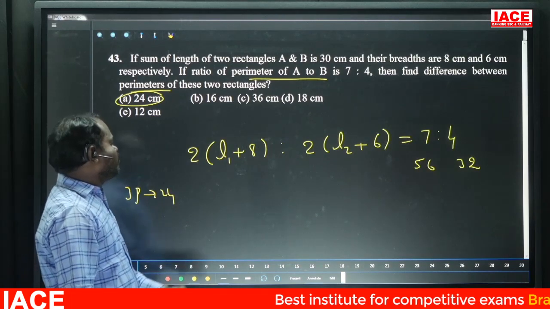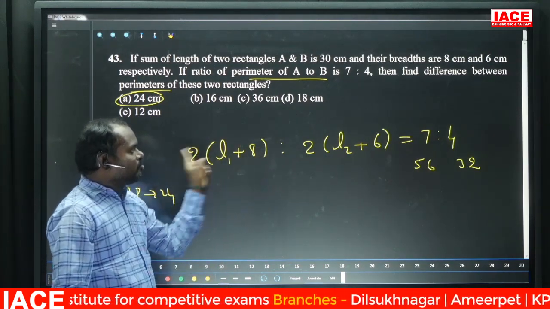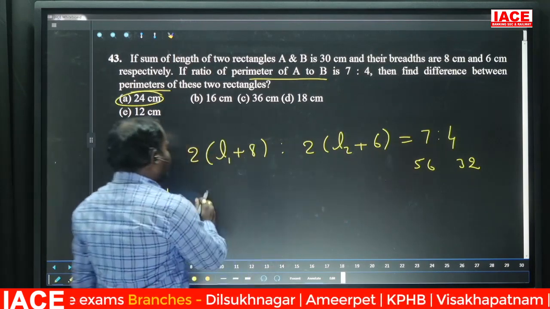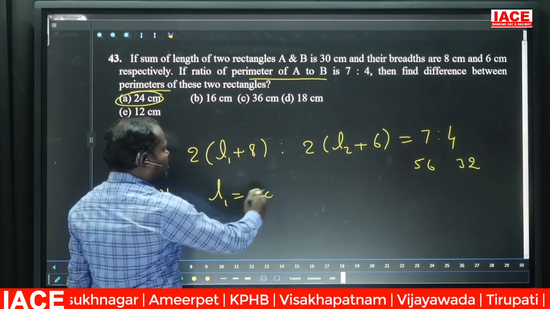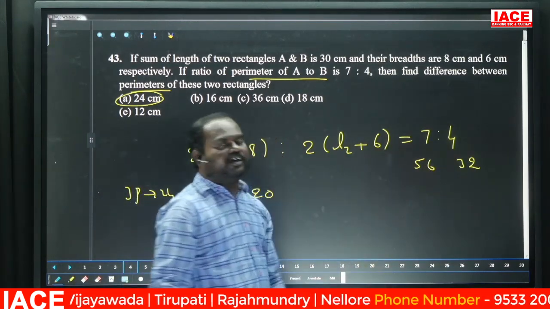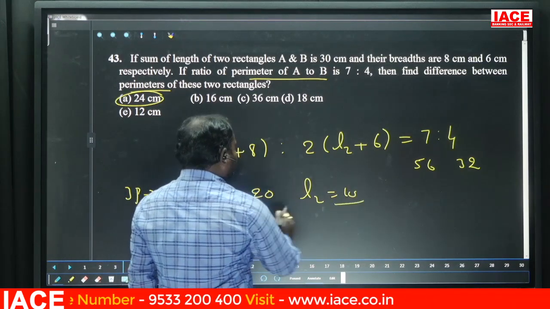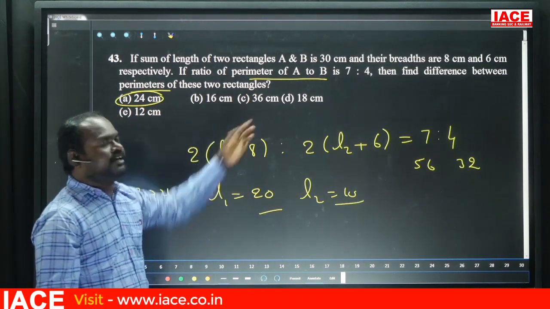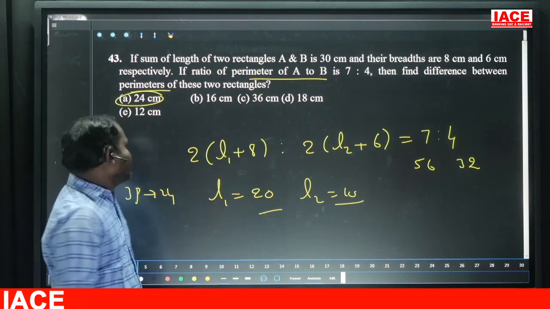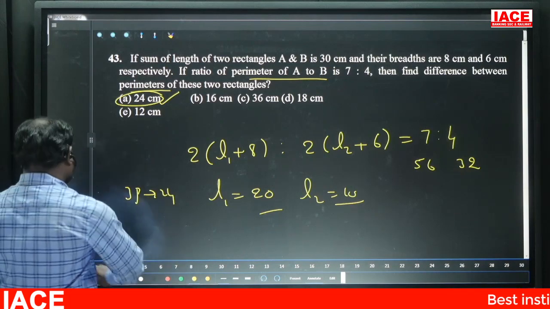For example, as per this, 2 into (L1 plus 8) equals 56, so L1 plus 8 equals 28, so obviously L1 equals 20. In the case of the second one, 2 into (L2 plus 6) equals 32, so L2 plus 6 is 16, and 16 minus 6 is 10, so L2 is 10. The sum is 30, and we also require the sum to be 30. So it satisfies the condition. That's why option A is the answer. If not, go for the next. Next.